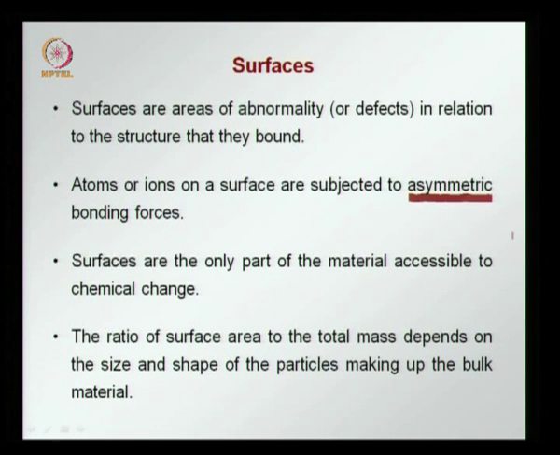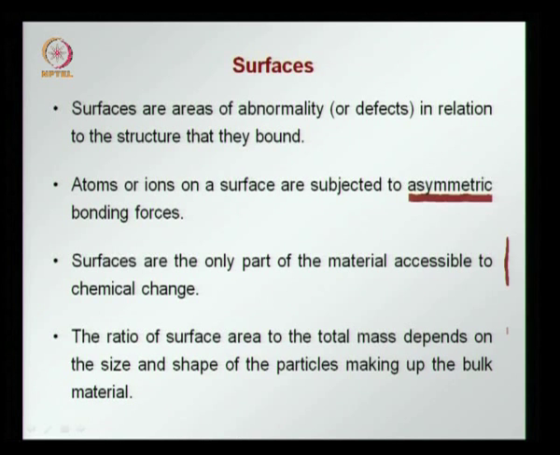Also, what is important to understand or realize is that surfaces are the only part of the material accessible to chemical change, because you can have attack from outside. Chemicals from outside can access the material, can start entering the material through the surface.